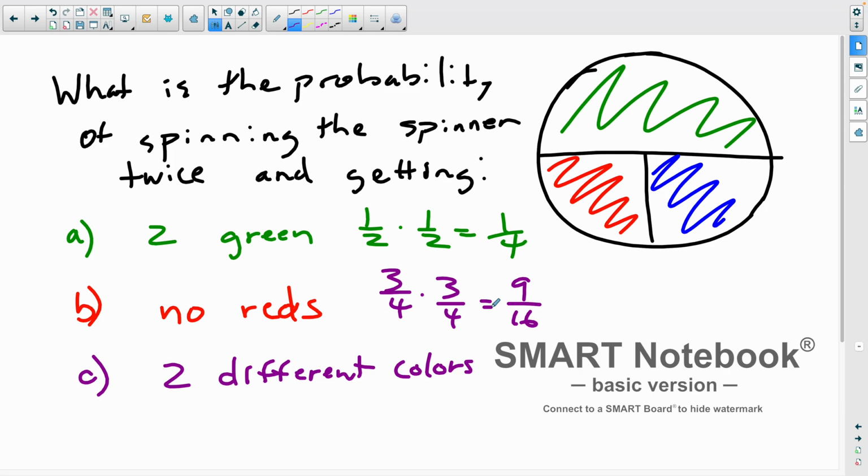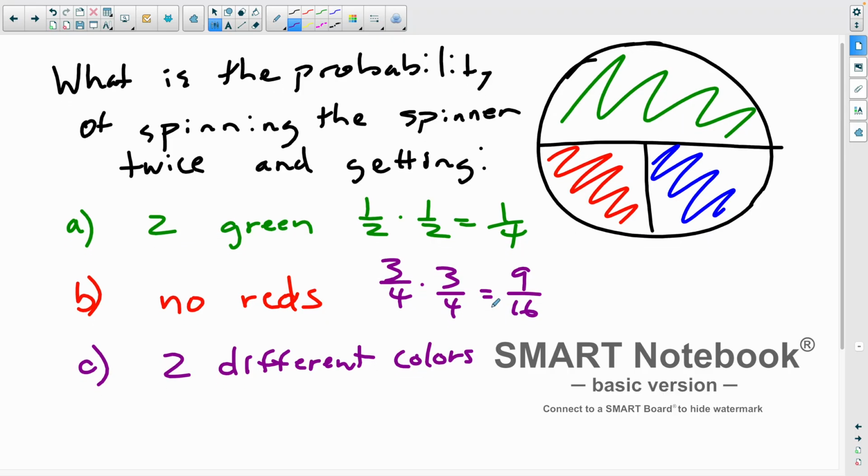Could you have gone through there and said, okay, I don't want a red. So my options would be blue, green, blue, and green. I could find all 4 of those and add them together. Would that work as well? It would take longer, but it would also work, okay? But yeah, so this was definitely the shorter way to work that one, but I could have worked it that other way also, okay? All right, the last one here.